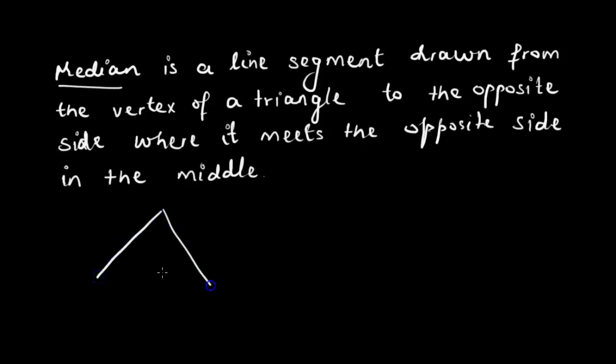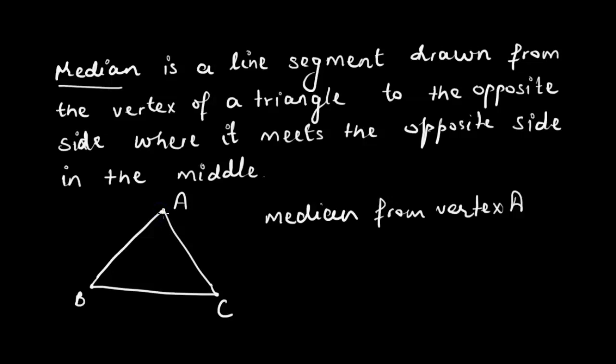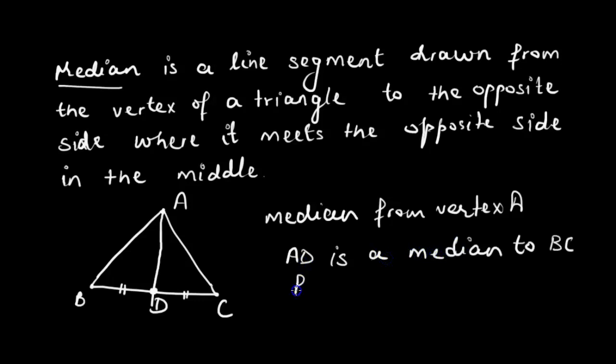So if we have a triangle, this triangle is named triangle ABC with three vertices at A, B, and C. If we are asked to draw a median from vertex A, then the median from vertex A is a line segment that starts at vertex A and meets the opposite side, which is side BC, right in the middle, making sure that the left side and the right side are equal. We can mark this point according to our choice. We can choose any alphabet to mark the point. So now AD is a median to BC from vertex A.